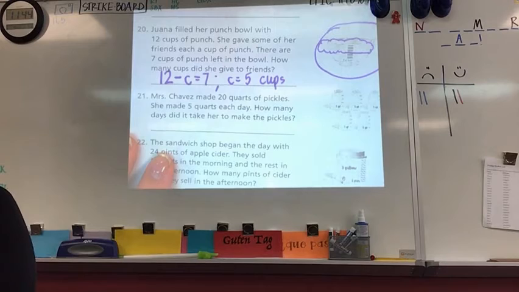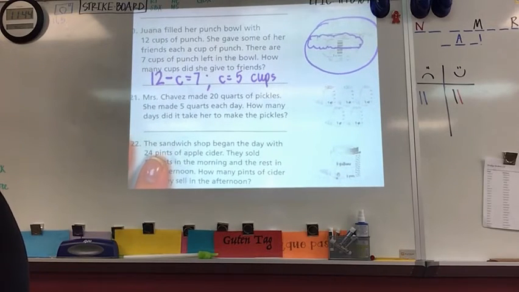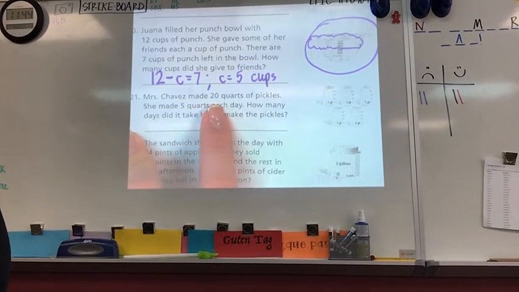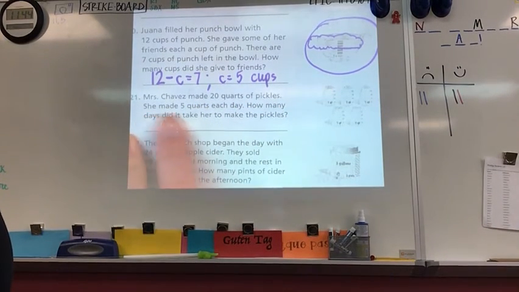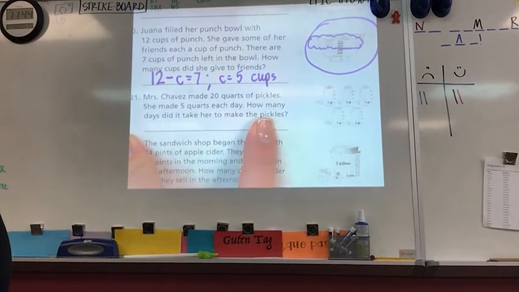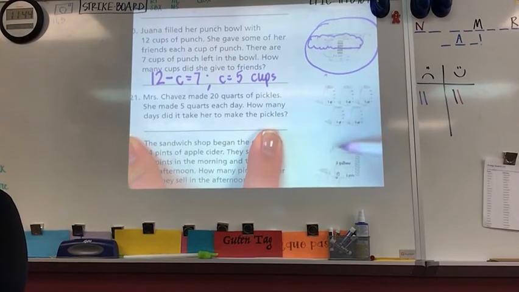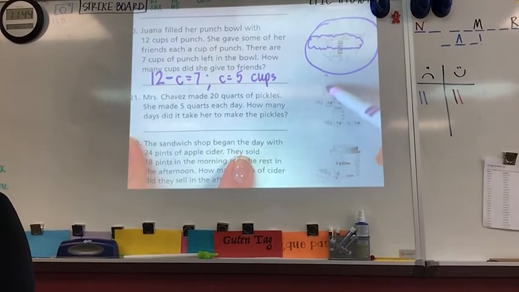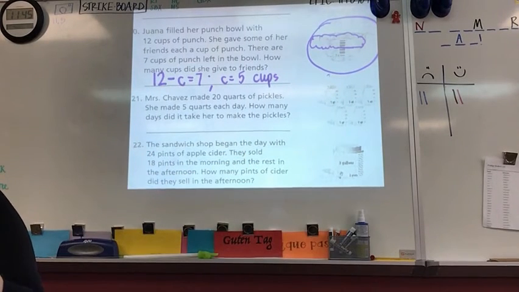And my last practice problem. Mrs. Chavez made 20 quarts of pickles. She made 5 quarts each day. How many days did it take her to make the pickles? So it's showing me this is a total of 20 quarts. So she made 5 on this day, 5 on this day, 5 on this day, 5 on this day, 5 on this day. Oh, never mind. That picture isn't super helpful for you. She made 20 quarts total, and she made 5 each day.